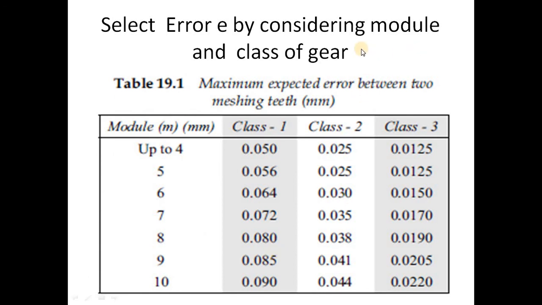Another factor is the error factor. That error depends upon the class and the module. You have class 1, class 2 and class 3, and depending upon the module you can select. Otherwise, in numericals they provide that value. In Bhandari, Table 19.1, you can also check those values for the errors, for preparing or solving problems. These are the basic P effective load formulas required for solving the problems. You can check the formulas, remember them, and solve the bevel gear problems.